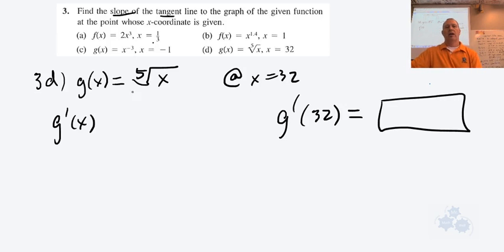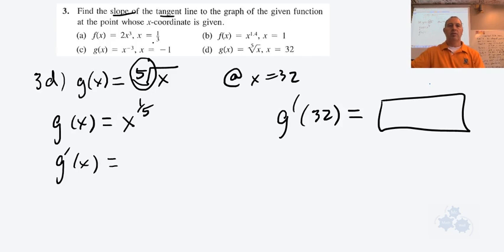All right, so before we actually get to g prime here, let's rewrite this in a way that's a little bit more friendly. If we have the fifth root, that's like writing x to the power of 1/5. Very good. So if you're wondering what to do with this root sign, if you just write it as a fractional exponent, it becomes really easy. Now we just do the power rule. So we can find the derivative now.